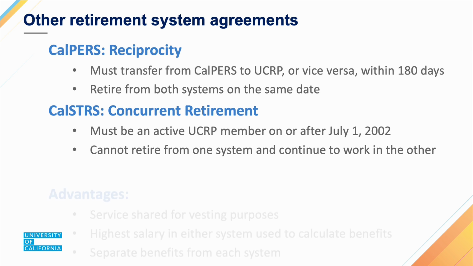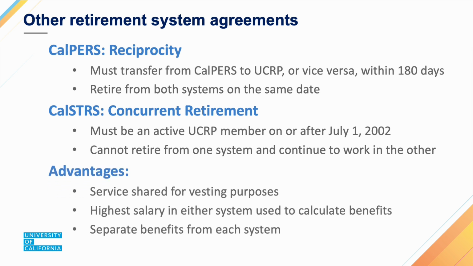And while benefits from each system are paid separately, the advantages of reciprocity or concurrent retirement are that your service credit from one system can be used to determine vesting in the other system. We also may use the higher salary rate in either system to calculate your benefit from both systems. Okay, so there are advantages to the reciprocal agreements.